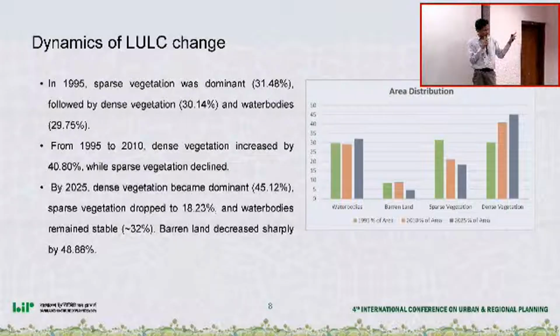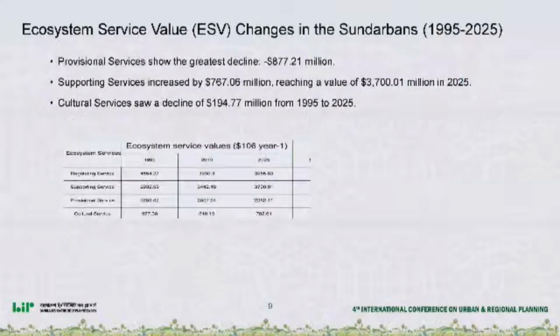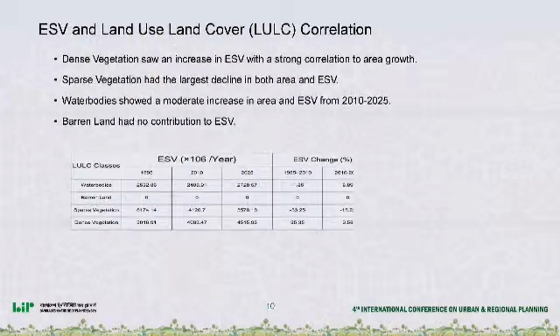Barren land decreased sharply to around 50%. On this slide, you can see the ecosystem service values for different services. The provisioning services saw greatest decline at 877 million. The regulating service was the dominant one throughout the whole study period. Supporting services increased by 767 million. The cultural service saw a decline from 1995 to 2025.